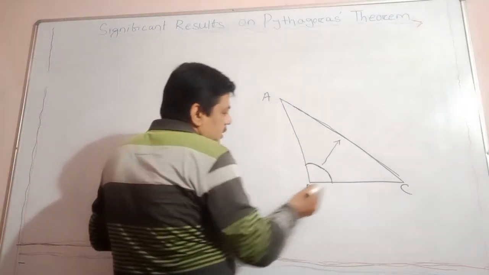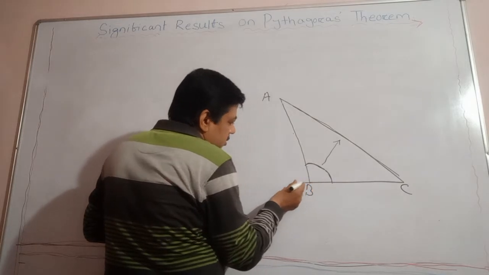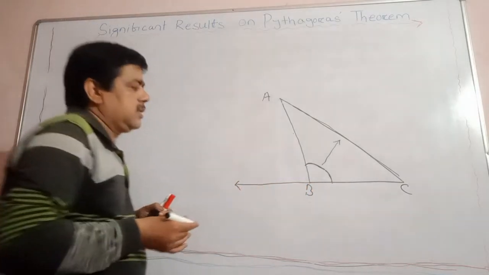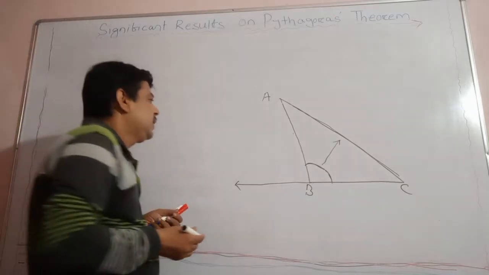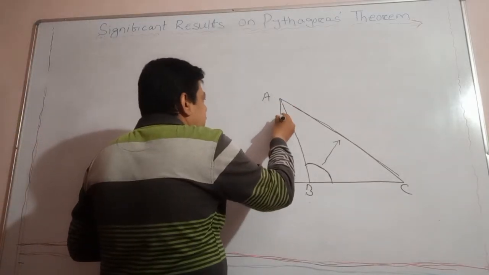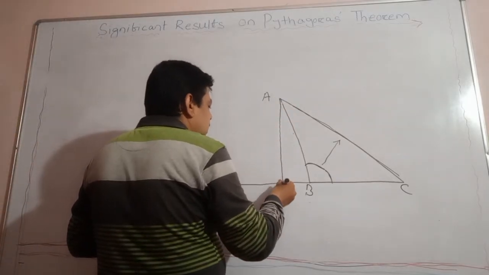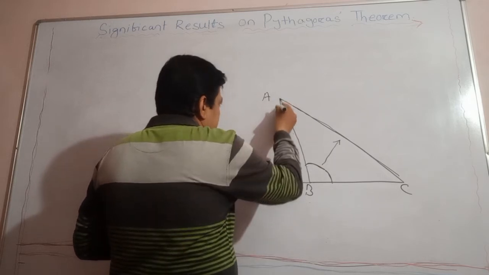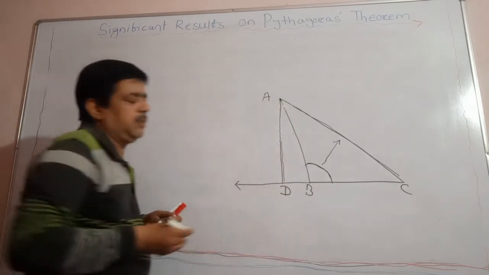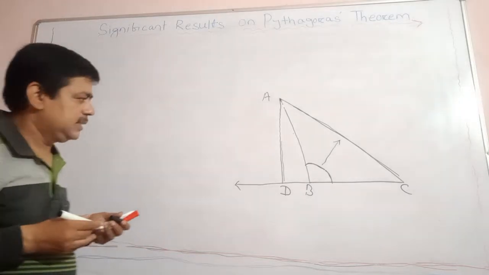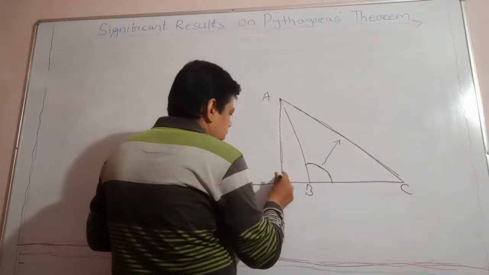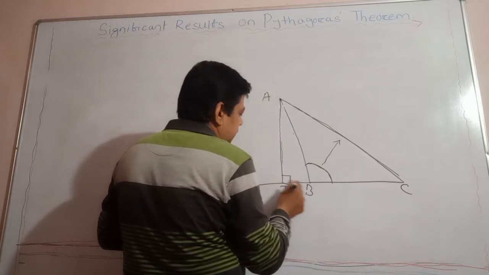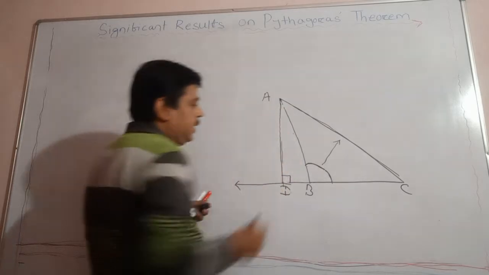So let us see the side CB produced. Let the side CB be produced. Okay. And from the point A, draw a perpendicular on the side, AD perpendicular to produced CB. Okay, so this angle must be 90 degrees. Angle ADB must be 90 degrees.